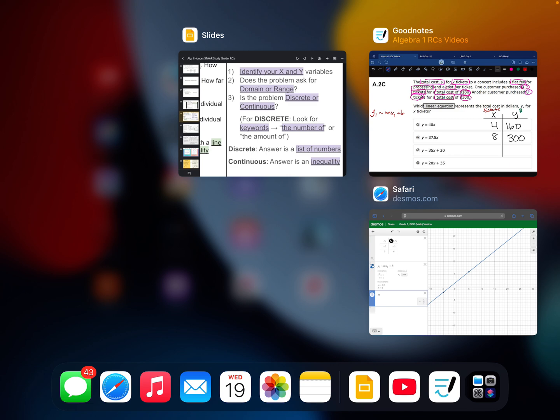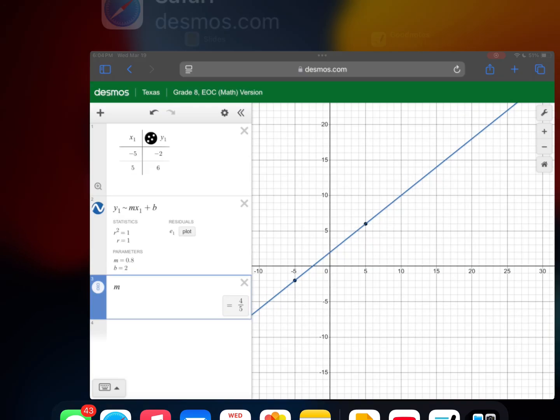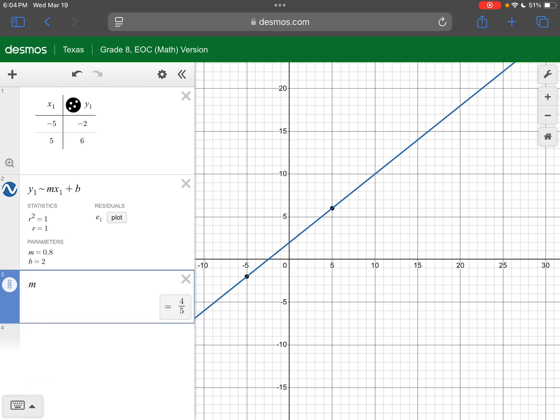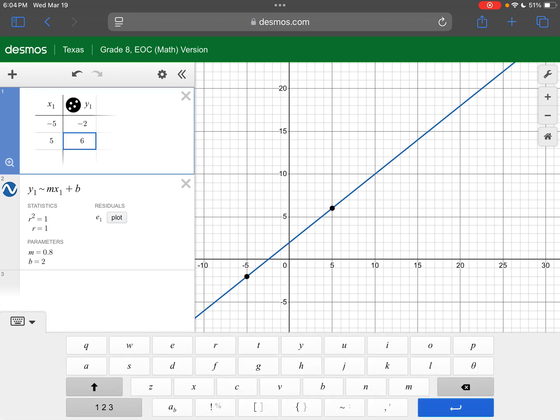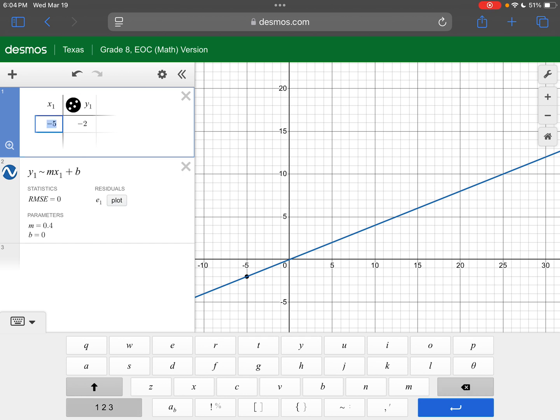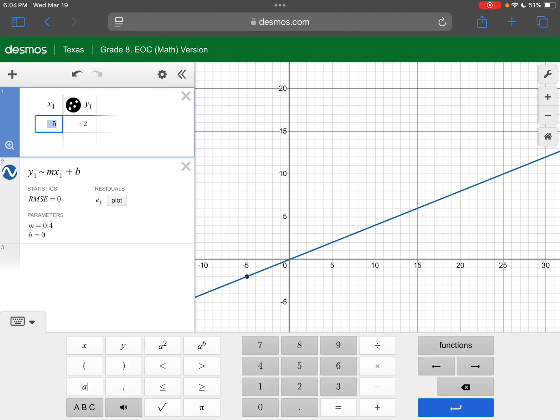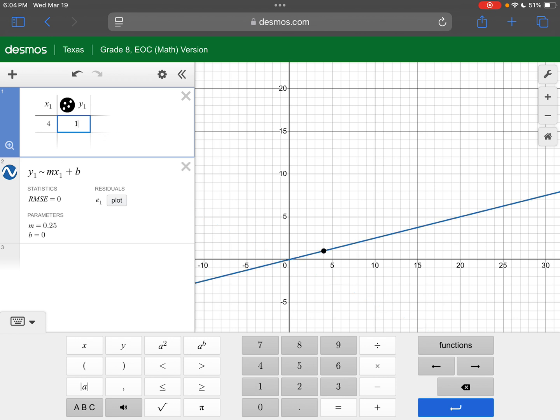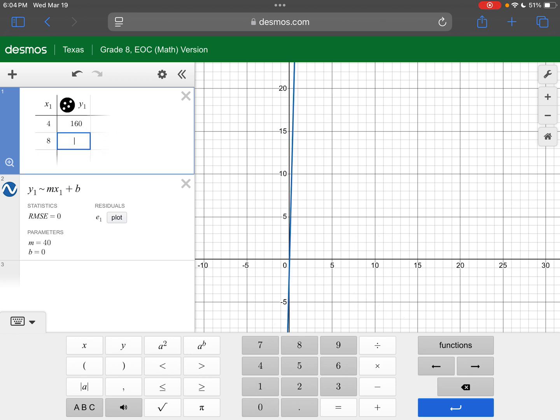So let's go ahead and create our table. All right, so I already had the y tilde in there, so I'm just now going to change my points, my numbers. So this was 4, 160, 8, 300.